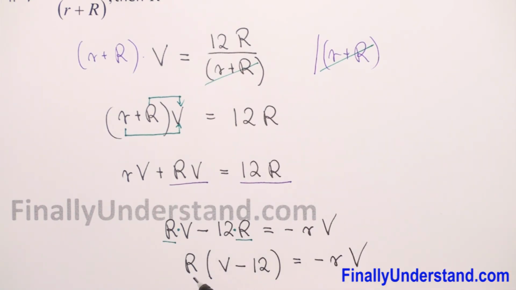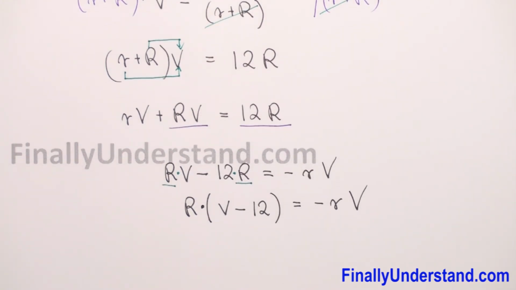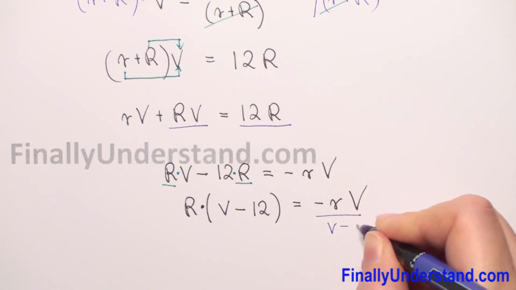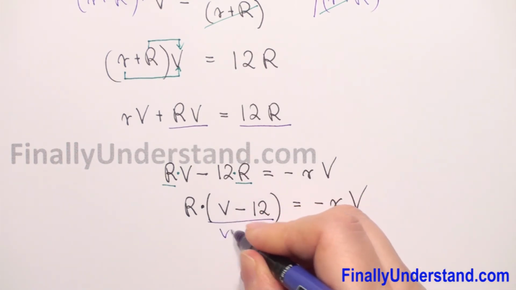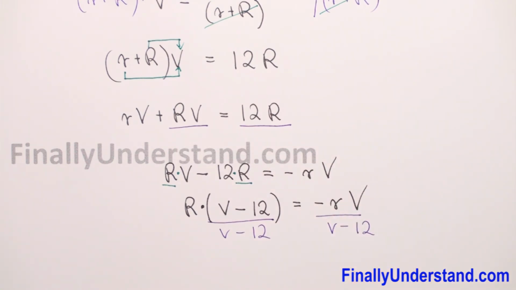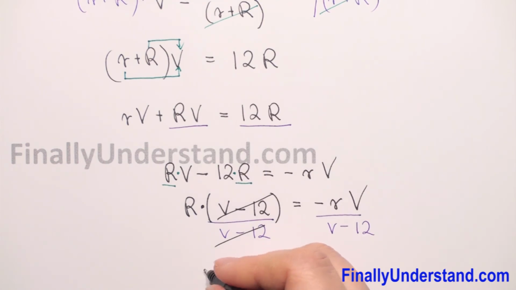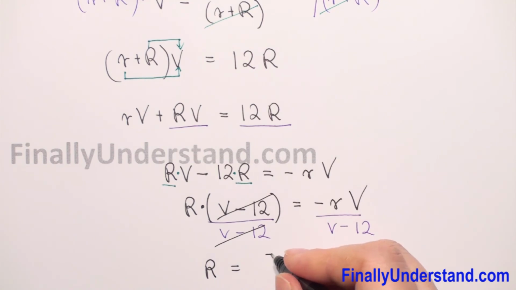What now? We need to find capital letter of R. We have multiplication to get rid of this expression in parentheses. Now we have to do division. We divide both sides by V minus 12. So now we see that V minus 12 we can reduce, and on the left side we will have only R is equal negative RV over V minus 12.